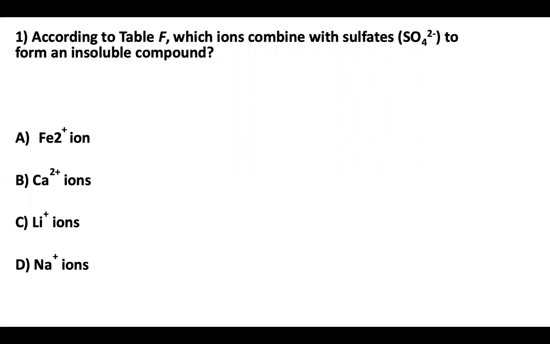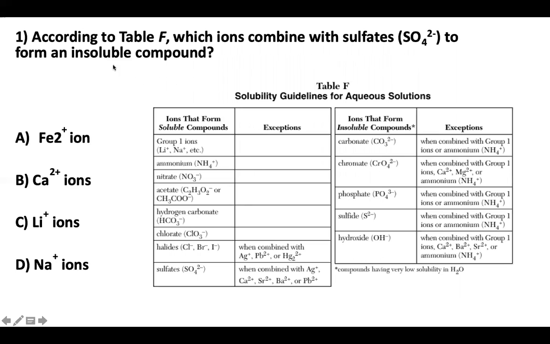Now, according to table F, which ions will combine with sulfates, SO4 with a charge of 2-, to form an insoluble compound? We're going to need table F. We take a look. Now, remember, we're trying to form an insoluble compound. That's the key word here. So we go down the list of soluble compounds, and we find sulfates right here at the bottom. And then we're going to go through our answer choices, and if any of the ions are listed here, we know that it's going to be an insoluble compound.